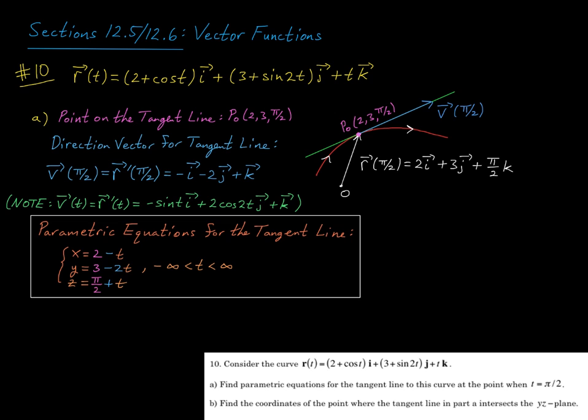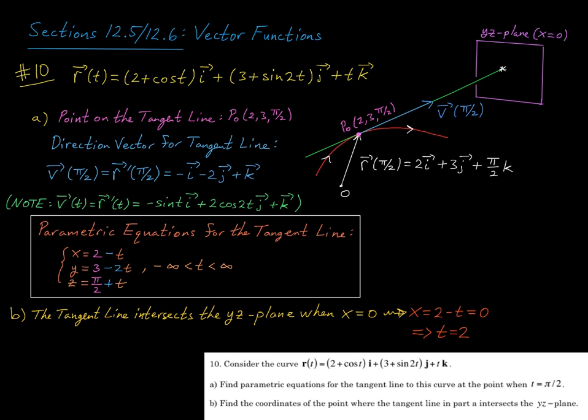Okay, so that gives us a description of the tangent line to our path at the point when t is pi over 2. Now for part B, it says find the coordinates of the point where the tangent line in part A intersects the yz plane. Okay, so there's going to be some point where this line intersects the yz plane.